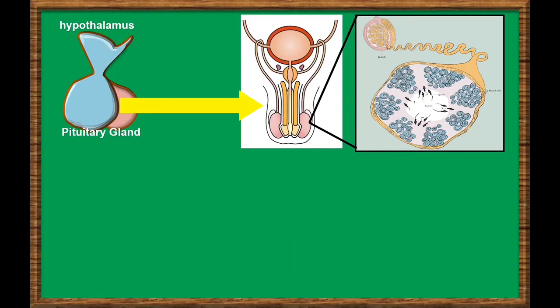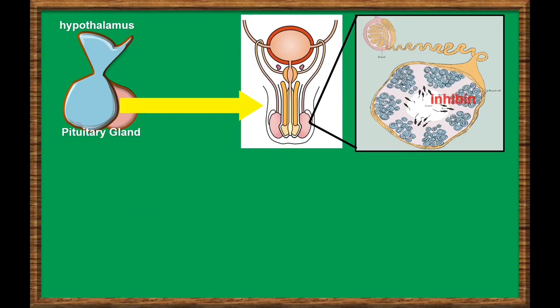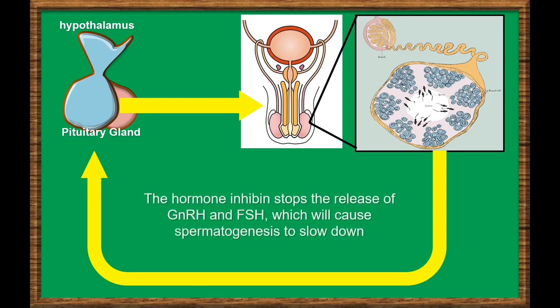A negative feedback system occurs in the male, with rising levels of testosterone acting on the hypothalamus and anterior pituitary to inhibit the release of gonadotropin-releasing hormone, follicle-stimulating hormone, and luteinizing hormone. The Sertoli cells produce the hormone inhibin, which is released into the blood when the sperm count is too high. This inhibits the release of GnRH and FSH, which will cause spermatogenesis to slow down.